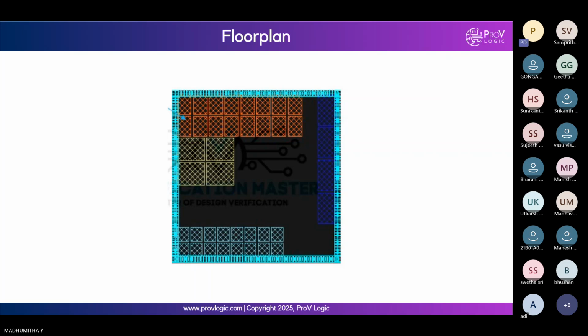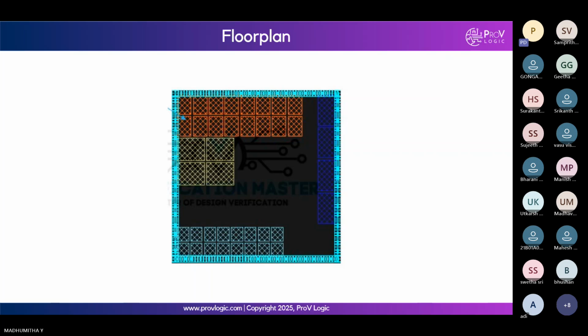So we will take the file which has the input output location, and we will load it inside the tool. Once we load it inside the tool, these input ports and output ports will sit on the edges of the block. So that is another step which we will be doing in floor plan.